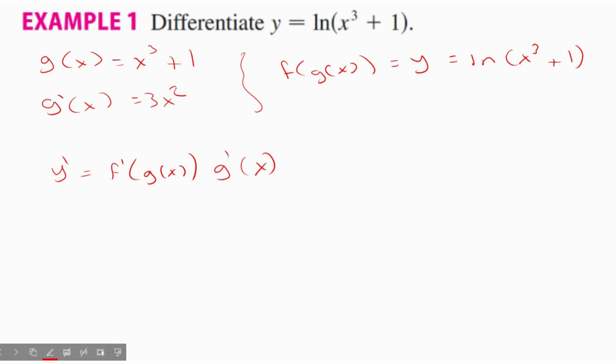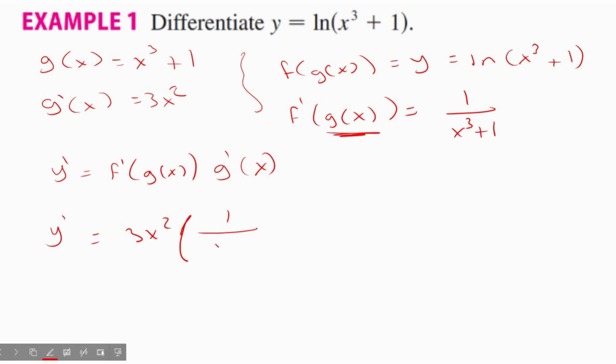Now the derivative of ln at g of x, we know it's going to be 1 over x cubed plus 1, because ln of x, its derivative is going to be 1 over x. Now f prime at g of x is going to be 1 over x cubed plus 1. Now to write this down, y prime is going to be 3x squared multiplied by 1 over x cubed plus 1, and this can be written as 3x squared over x cubed plus 1.